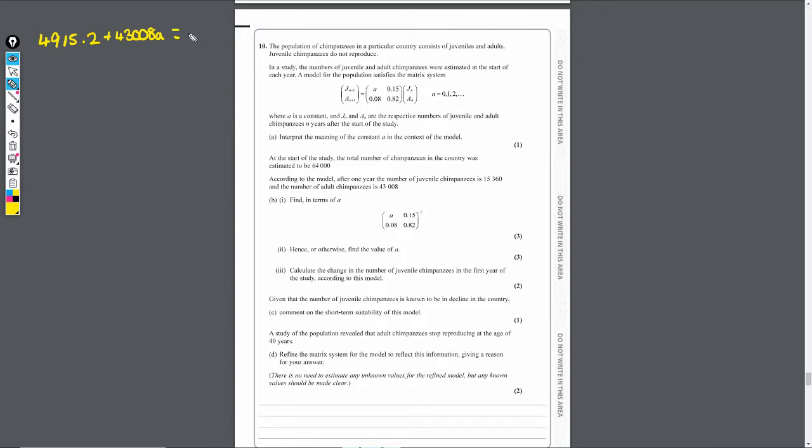I'm probably just going to run out of room again. This is quite a long question. So it's going to be 64,000, if I just do it in black so you can see on the white part here, times 0.82a minus 0.012. Okay, so I've got to do 64,000 and then expand this bracket here. I'll just move this across a bit more. Hopefully I'll have enough room. This side here will remain the same, 4,915.2.